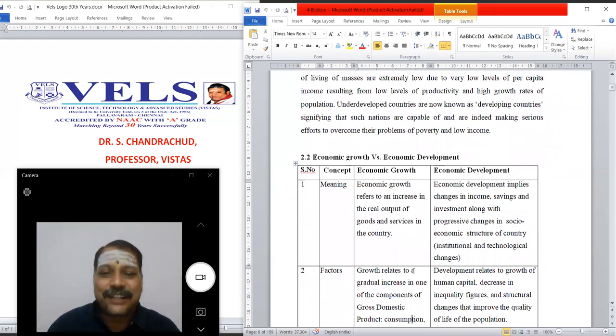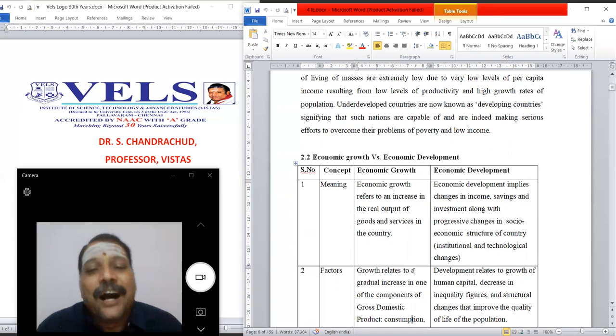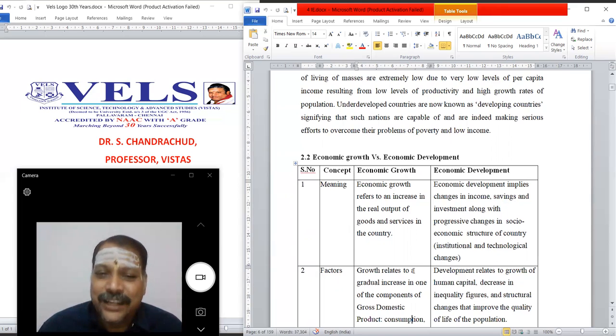In this class, we are considering 5 different concepts. Based on those concepts, we are comparing and contrasting economic growth and economic development. The first one: what is the meaning of these two terms? In case of economic growth, it refers to an increase in the real output of goods and services in a country. What is the total output of goods and services in 2020 and 2021? That gives the economic growth. It is nothing but GDP, that is gross domestic product.